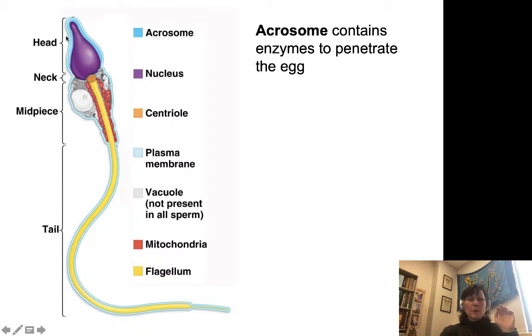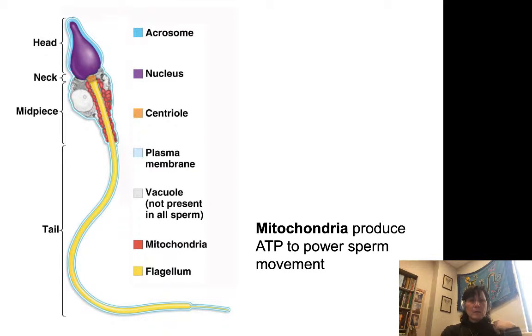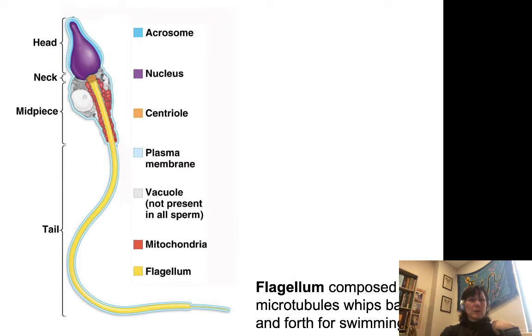So at the head of the sperm is the acrosome. The acrosome contains enzymes that are capable of penetrating the egg, which is normally covered with a jelly coating to protect it. And so these enzymes will get released. Basically, it'll dissolve the jelly surrounding the egg and allow the sperm to penetrate and then release the DNA from the sperm into the egg to then unite with the maternal DNA.